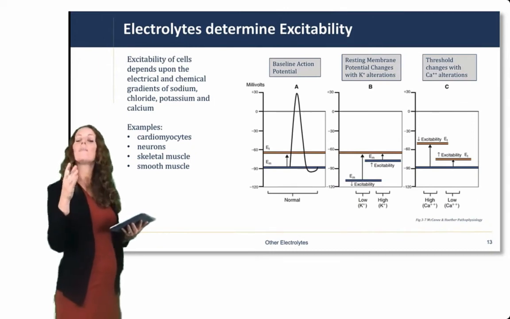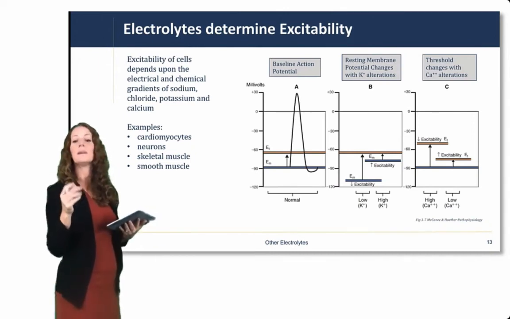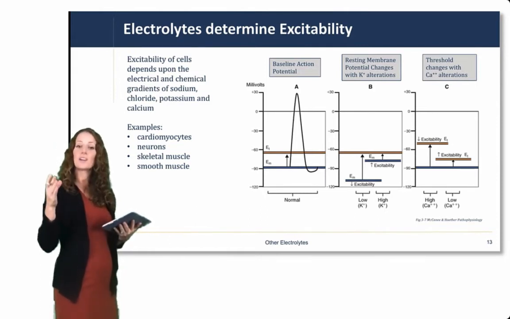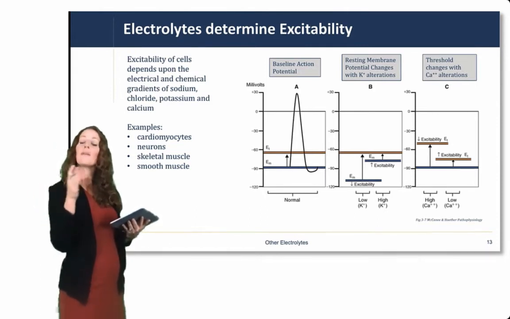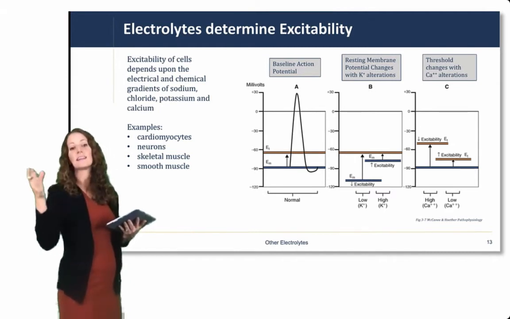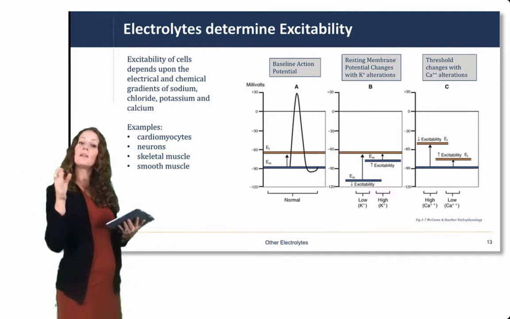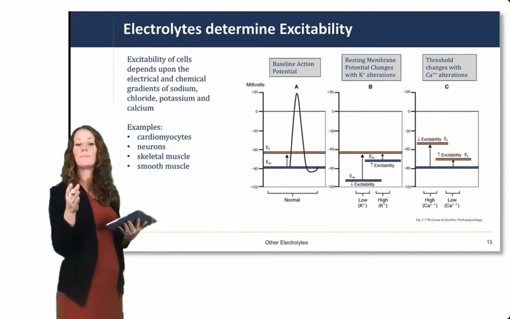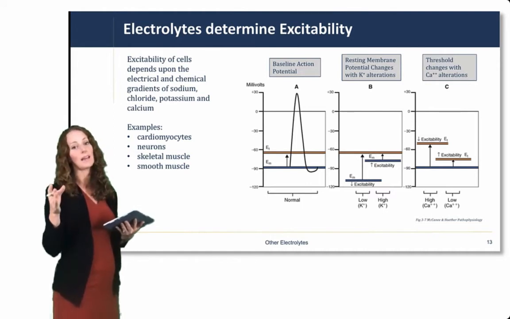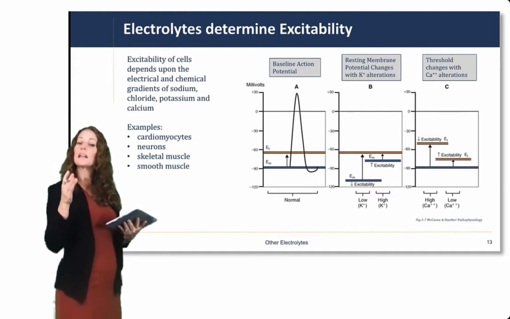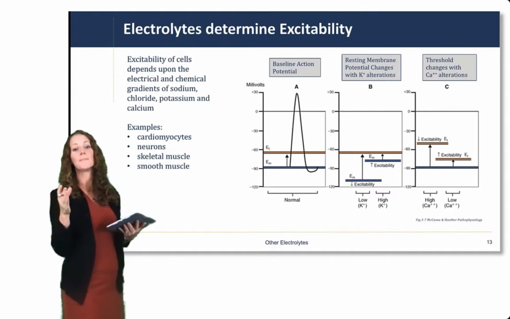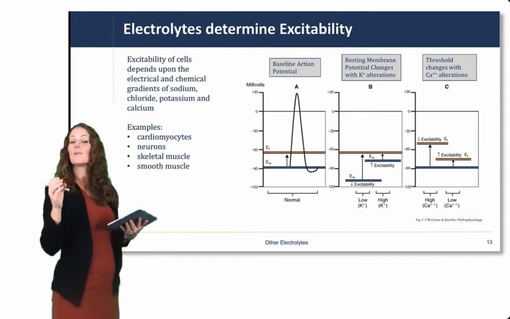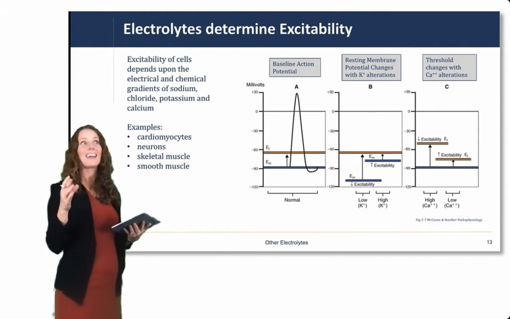We've talked now about both potassium and calcium determining changes in excitability of cells. So I want to make sure that we touch on this figure from your textbook about the involvement of electrolytes in excitability. So the excitability of cells depends upon the electrical and chemical gradients of sodium, chloride, potassium, and calcium. Electrical gradients are important for many cells in the body. They're particularly important for the heart, the nervous system, skeletal muscle, and smooth muscle. Okay, so everything.